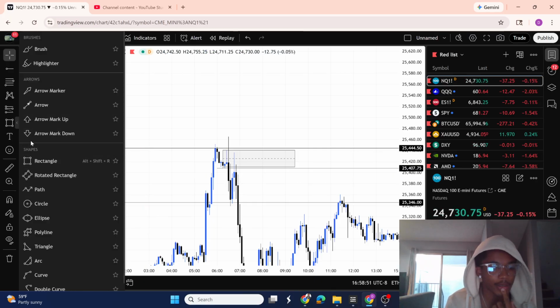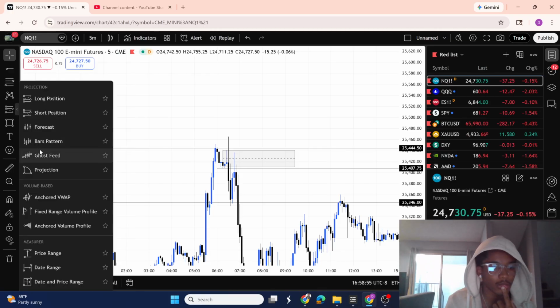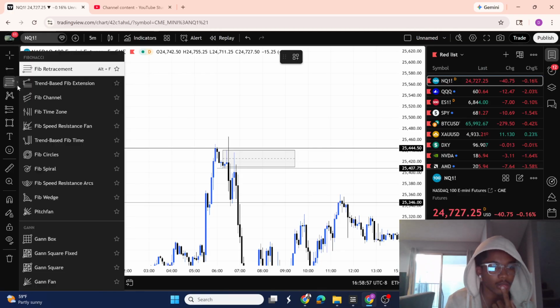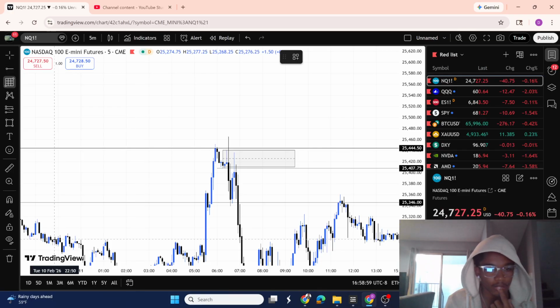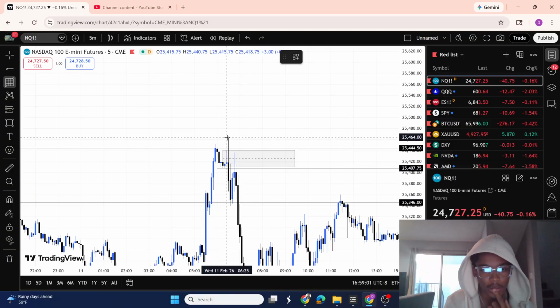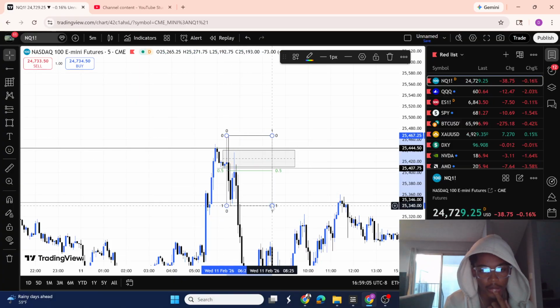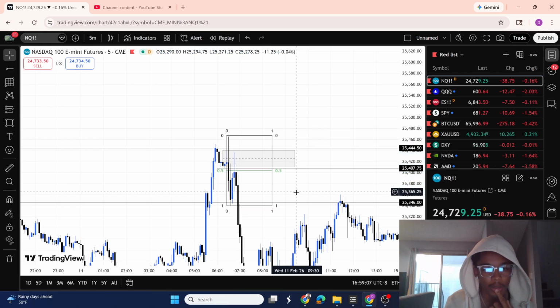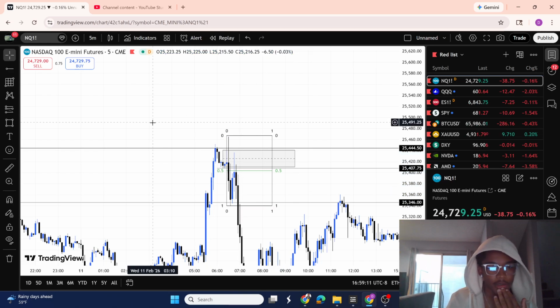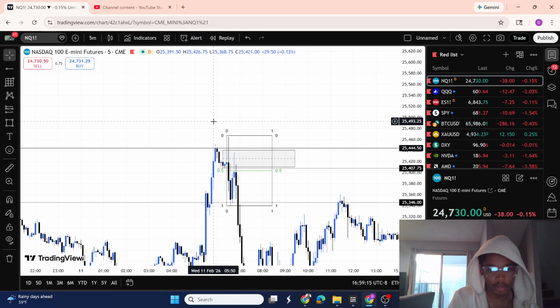Cool. What else do we see? Is there equilibrium? So we want to take our swing highs to our swing lows. Okay, so we are into equilibrium. Cool. This is high probability. What other tools do we have? There's no inverse. Okay. Is there an SMT?